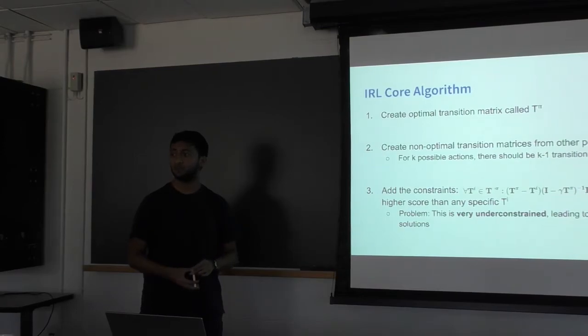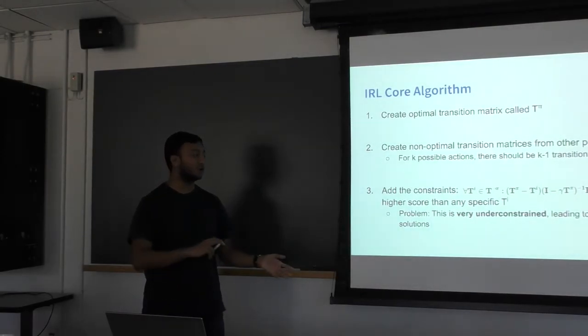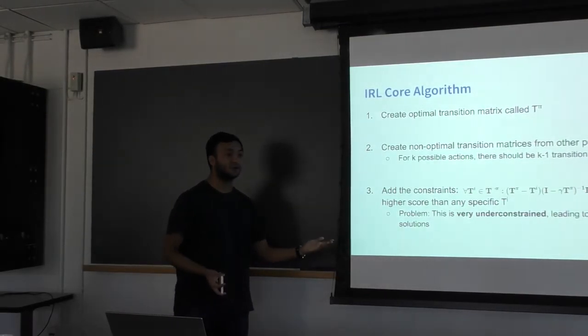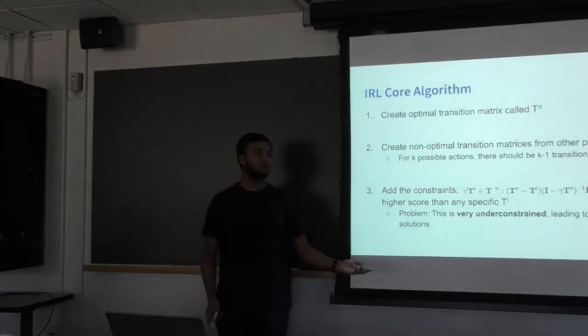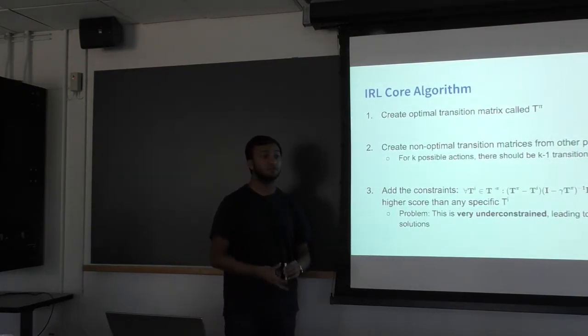Does that make sense? It does lead to another problem on the opposite side, though, which is that this is a very under-constrained problem, and therefore the reward function that you get won't necessarily be deterministic, and I'll be talking about that through the example in a moment.